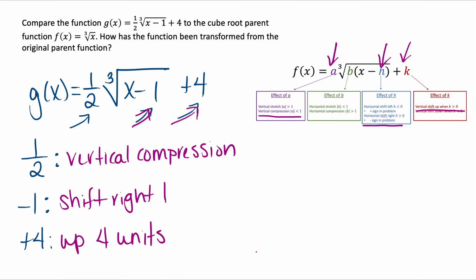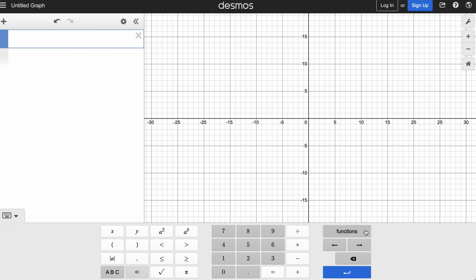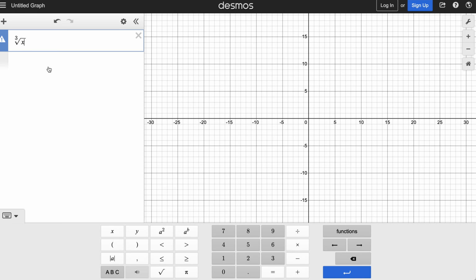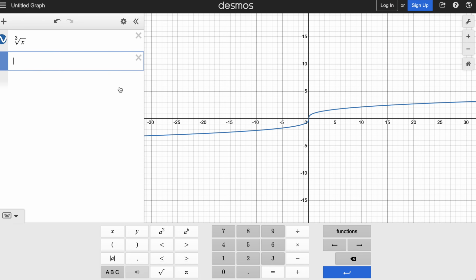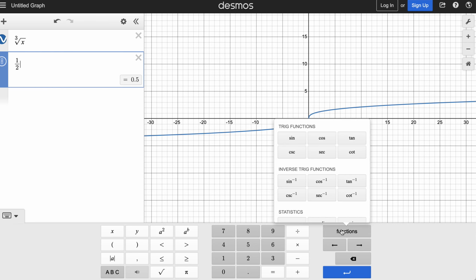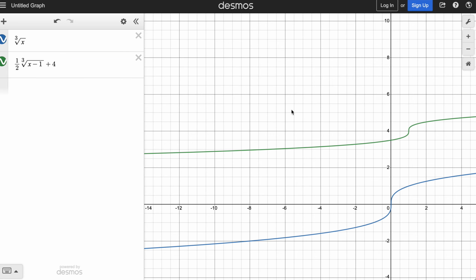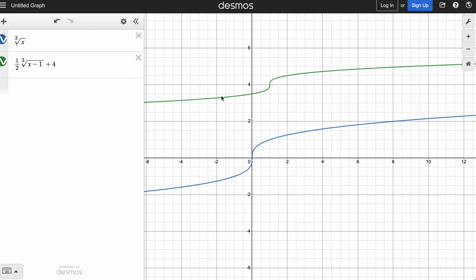Remember, whenever you're using transformations in a problem, you can always use Desmos to check your answers. You can go to Desmos and type in the parent function, the cube root of x. And then type in the transformed function, 1/2 times the cube root of x minus 1, and then click out of the cube root to do the plus 4. Notice that it does transform the way we predicted. This graph is vertically compressed, that's why it's kind of flatter. It is shifted to the right 1 unit, and it is shifted up 4 units.